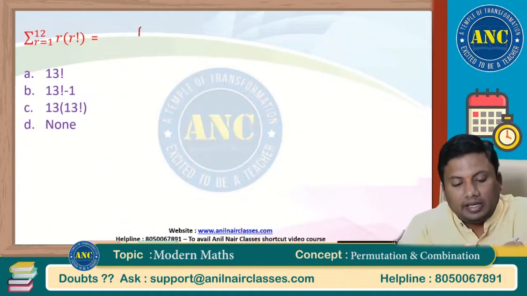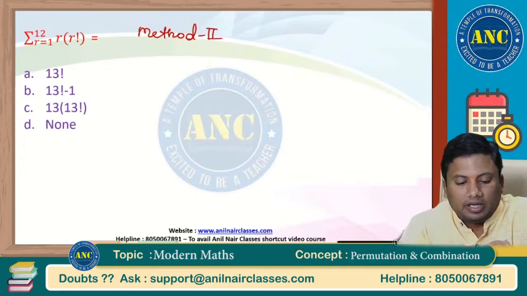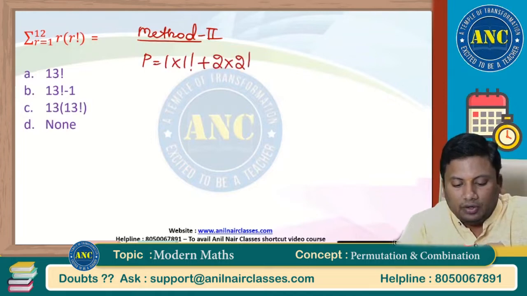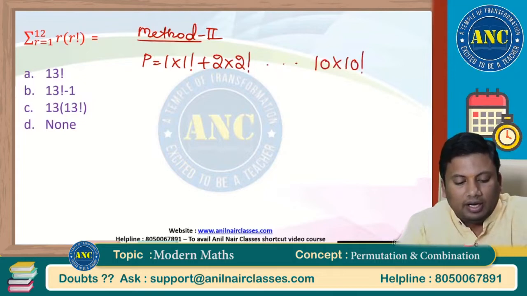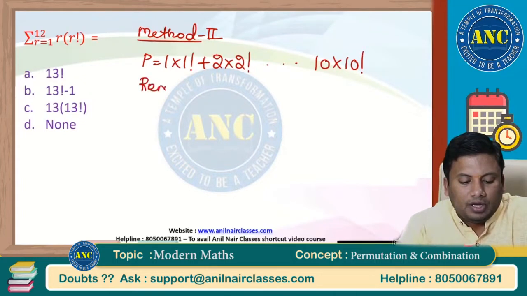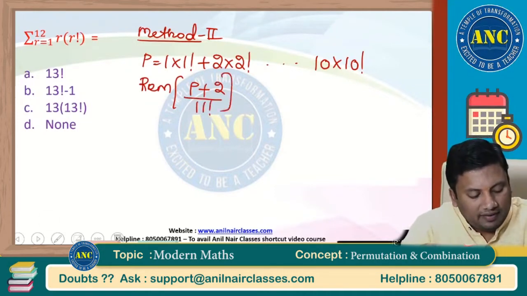What is the pattern recognition method? Method number 2. The question is like this. 1 into 1 factorial, 2 into 2 factorial, and so on up to 10 into 10 factorial. Find the remainder when P plus 2 is divided by 11 factorial.